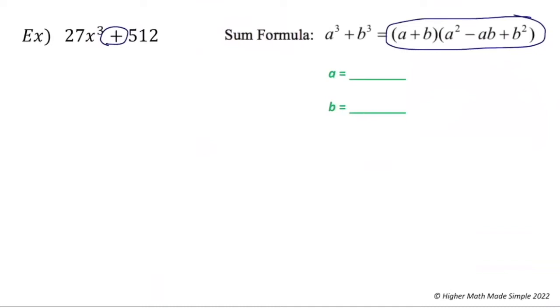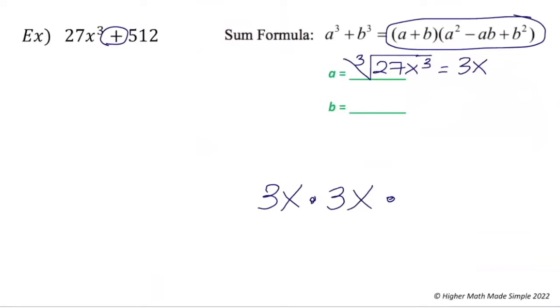So what is a? It's the cube root of the first term. So what times itself 3 times gives us 27x to the third? 3x, right? If we did a check, 3x times 3x times 3x gives us 27x to the third. If you need to do a check on the side, go ahead and do that. So that is our a term.